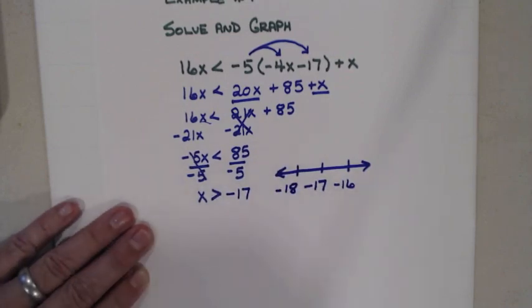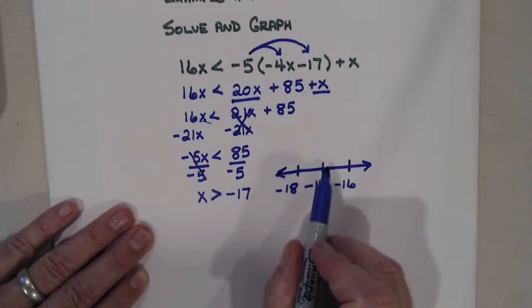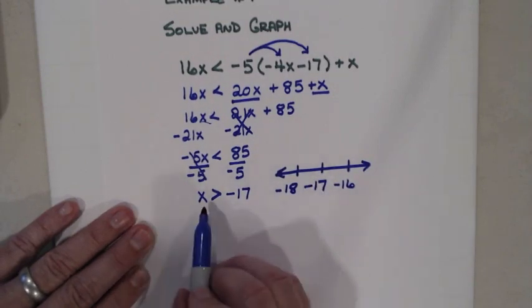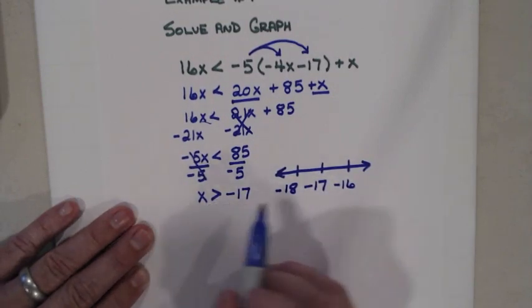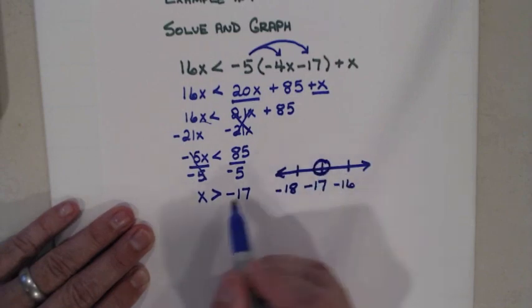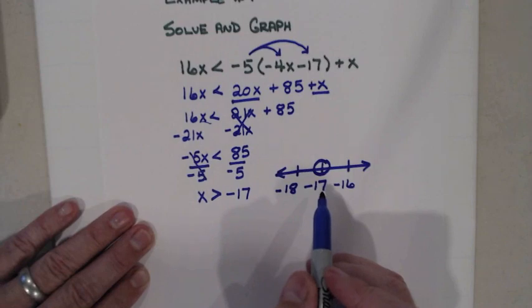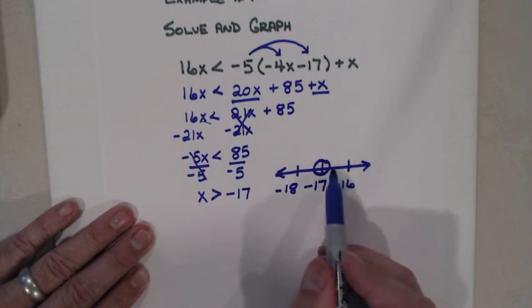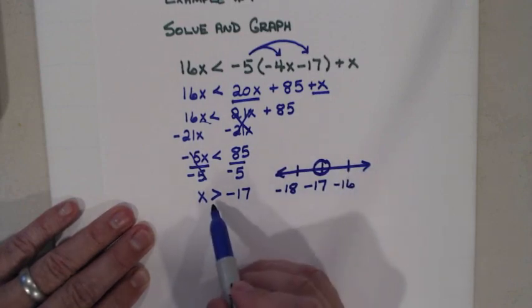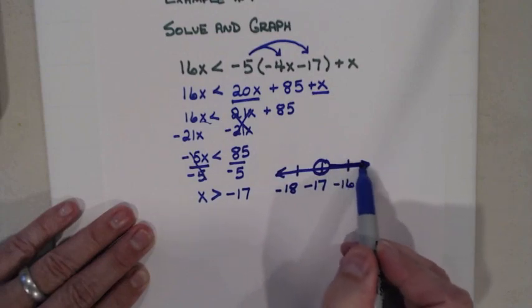Negative 18. I need to put an open or closed circle. Well, look and see if negative 17 is an answer. It's not. This symbol right here means I put an open circle. And I need to graph or shade all the answers that are bigger than negative 17. That would be all the numbers in this direction right here.